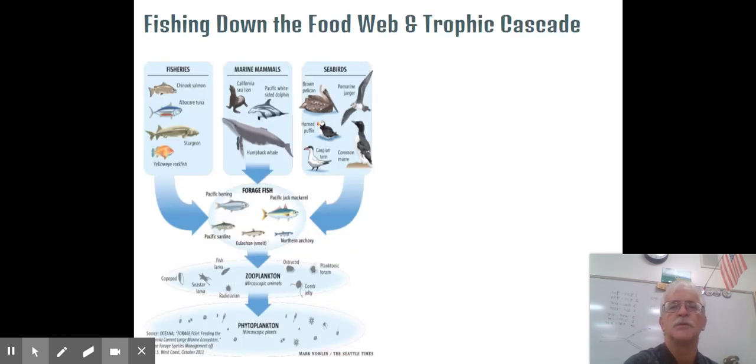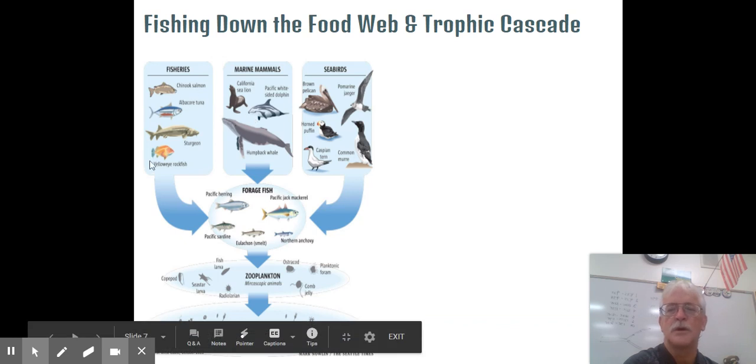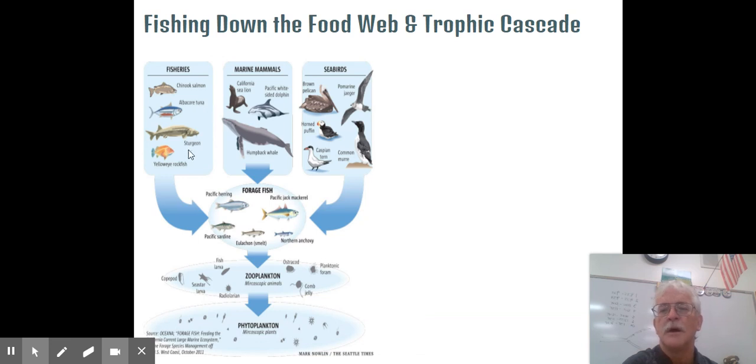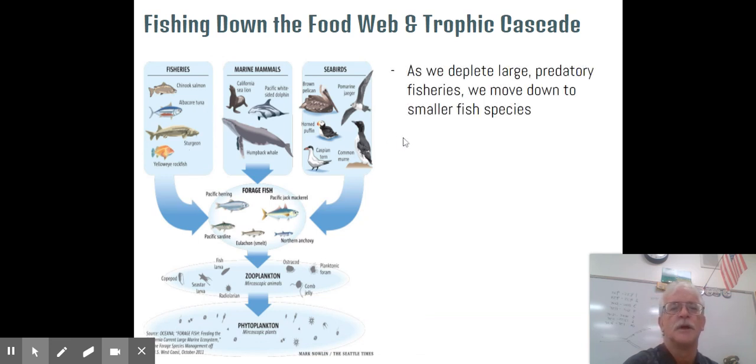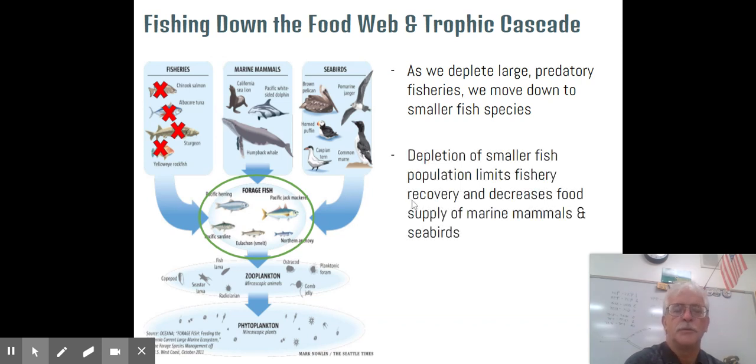The other problem is we generally go for the large fish. So the fisheries go for things like Chinook salmon, tuna, sturgeon, and rockfish. As we deplete those predatory fish, there's none of them left. So if we're wanting to go for more fish, we go down to the next level. Then we deplete the smaller fish, and when we do that, it's not just affecting these larger fish. It's going to decrease the food for mammals and seabirds, which is going to cause a problem.